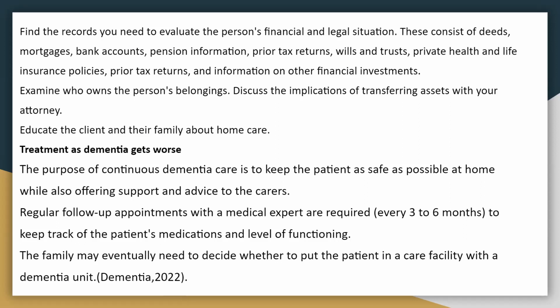Regular follow-up appointments with a medical expert and a review every 3 to 6 months to keep track of the patient's medications and level of functioning. The family may eventually need to decide whether to put the patient in a care facility with a dementia unit.